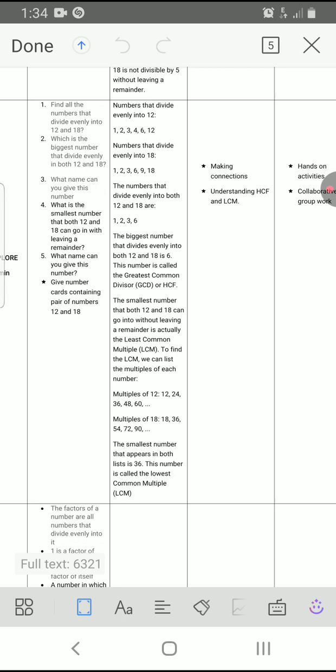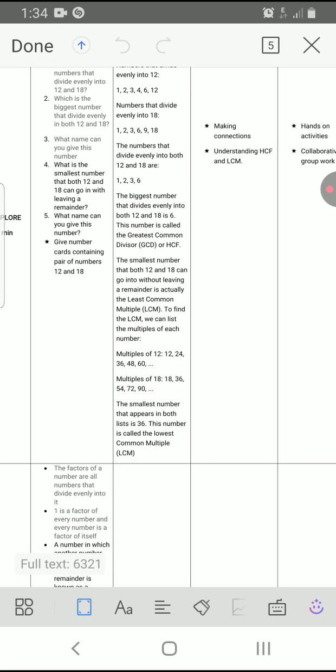Question 2, we've given the biggest common factor here as 6. Question 3, since we have found that that is the biggest, it is the highest common factor. Question 4, the smallest number that both 12 and 18 can go into without leaving a remainder is the lowest common multiple.